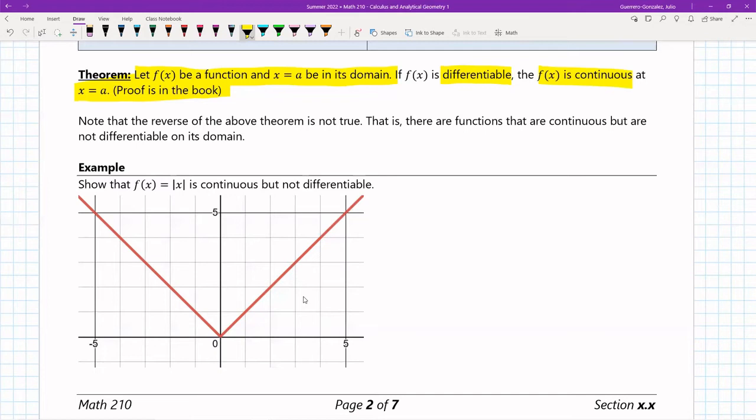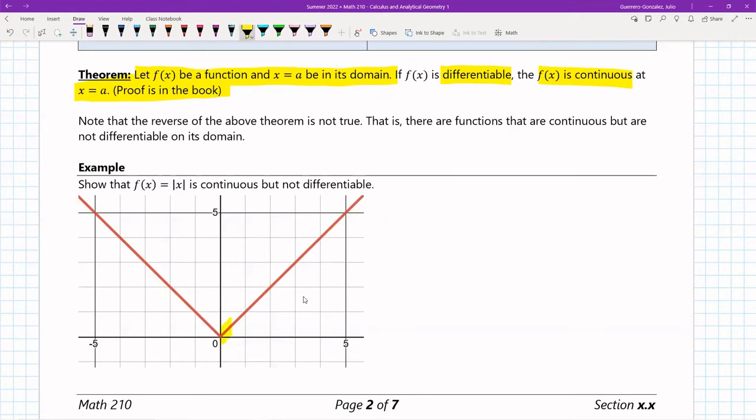We can do it using our three conditions, but let's go ahead and use the working definition that we have. Notice that we can draw the absolute value graph without lifting our pencil. Notice I didn't lift my pencil there. However, it is not differentiable. And here's the explanation why.